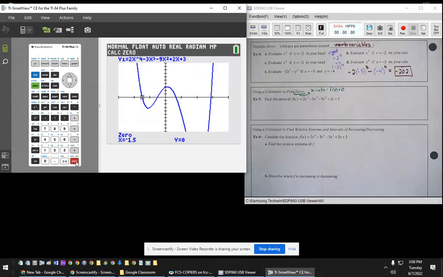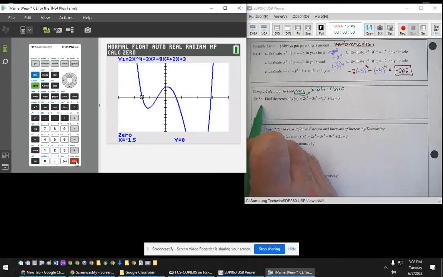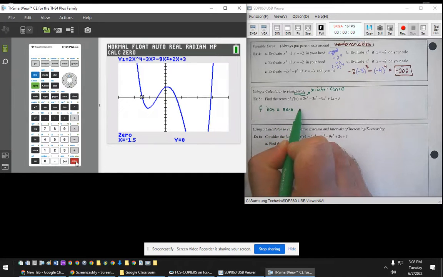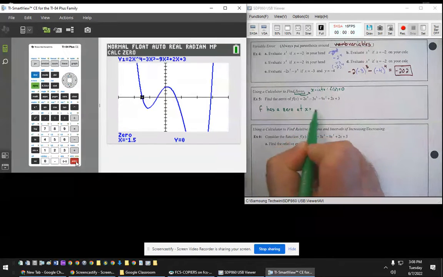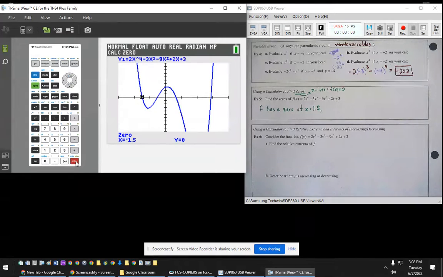So my first zero: F has a zero at x equals negative 1.5. Now that's just one of the zeros. We've got three more zeros. It hits the x-axis: x-intercept, x-intercept, x-intercept.